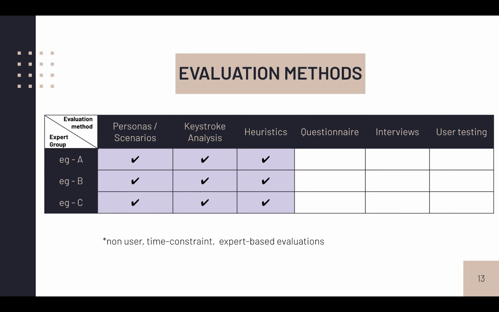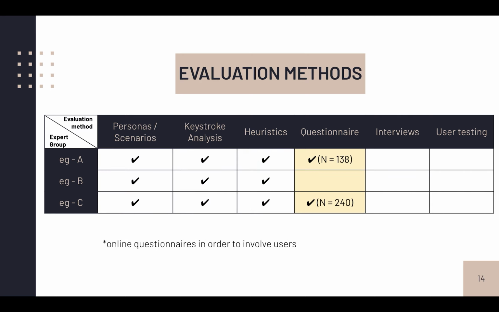All the groups performed the same expert-based evaluation. These techniques were performed within a few months as the study had a time limit. These methods were personas and scenarios of use, keystroke analysis, and Nielsen heuristics. To involve users, online questionnaires were used by 2 of the groups, and to go further and get in touch with the users, face-to-face interviews and user testing took place. In the 2 final methods, the number of users was small because the restrictions of the COVID-19 pandemic had to be respected.